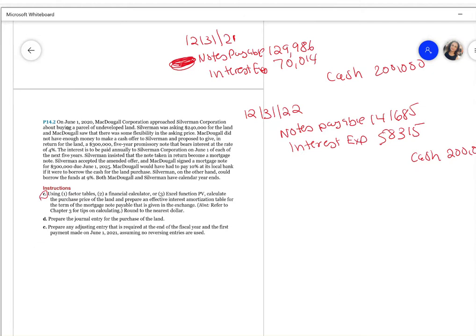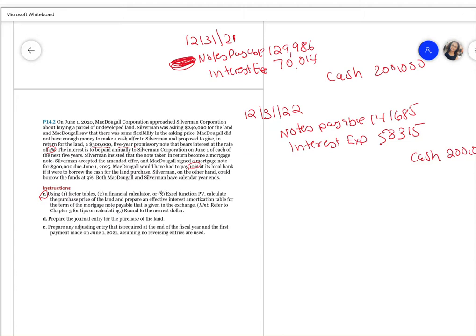So what the question is asking you to do is, on June 1st, 2020, McDonald Corporation approached Silverman Corporation about buying a parcel of undeveloped land. Silverman was asking $240,000 for the land, and McDonald saw that there was some flexibility in the asking price. McDonald did not have enough money to make the cash offer to Silverman and proposed to give in return for the land a $300,000 5-year promissory note that bears an interest rate of 4%. So when you're given an interest rate, that means you need to calculate the present value of your note. So we have, in this case on this promissory note, a coupon rate which is 4%, and we have a market rate which is 10%.